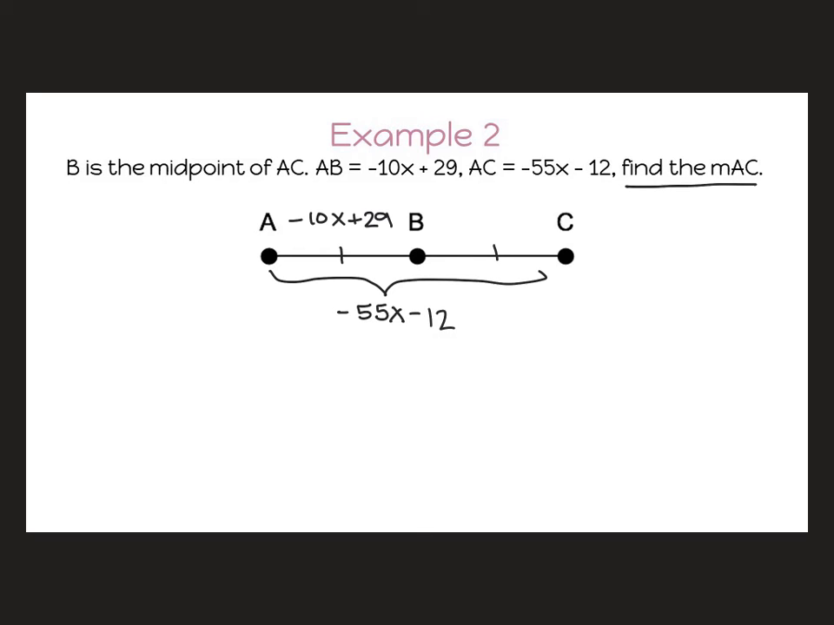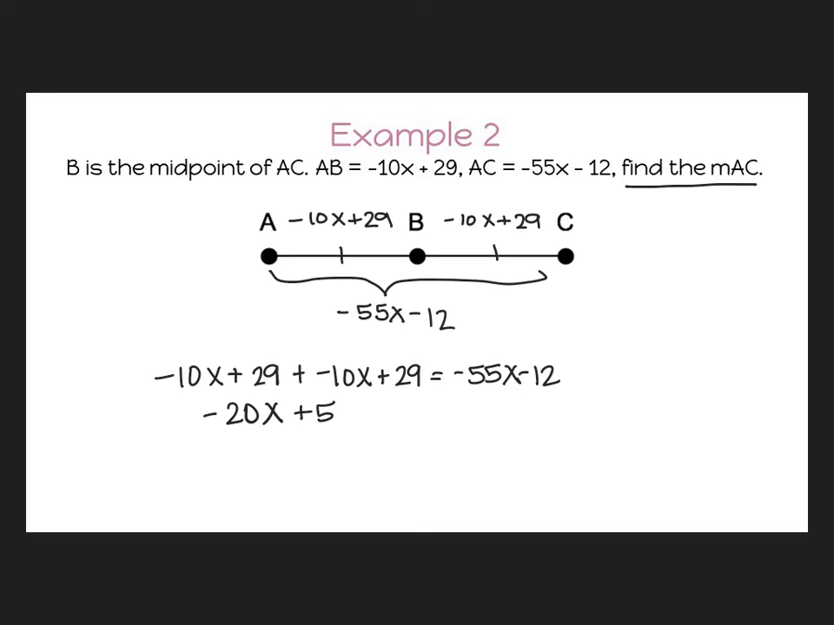Now, this problem's set up a little differently. So last time we had AB labeled and BC labeled, so we knew to set them equal. This time that's not the case, but what I do know is that AB and BC are the same. So if AB is negative 10x plus 29, I can label BC the exact same. And now this is actually a segment addition problem. So this is almost like combining the two ideas. So I'm going to take AB plus BC equals AC. So the first part plus the second part equals the entire segment. When I combine like terms, I'm going to get negative 20x plus 58.